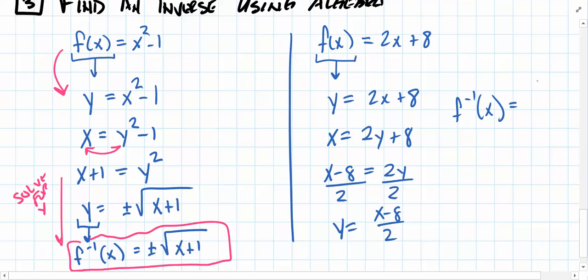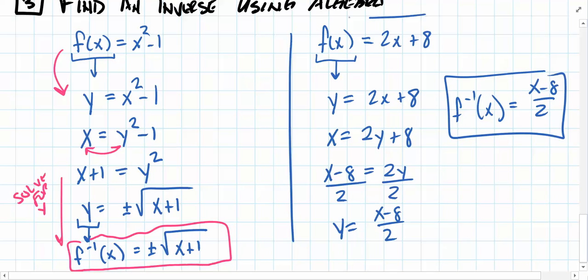So here's the original function. There's the inverse. Both are functions across all real numbers. So these are inverse functions of each other.